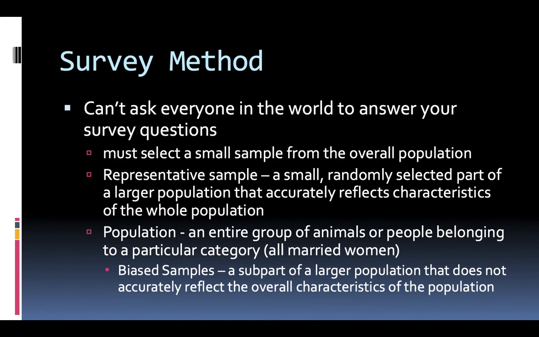And survey methods. So the thing with a survey is, you can't ask everyone in the world to answer your survey. You may try, and the U.S. government actually tries to do this every 10 years. Does anyone know what that's called? The U.S. Census. It's actually going to be happening next in 2020.